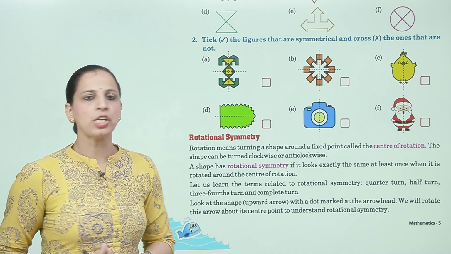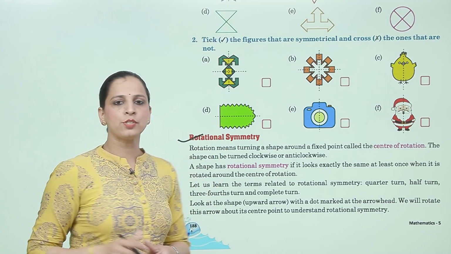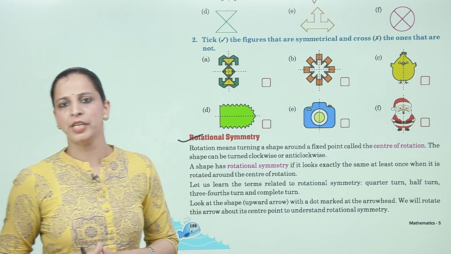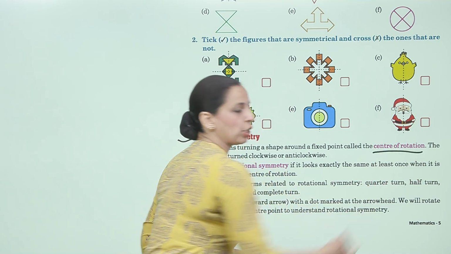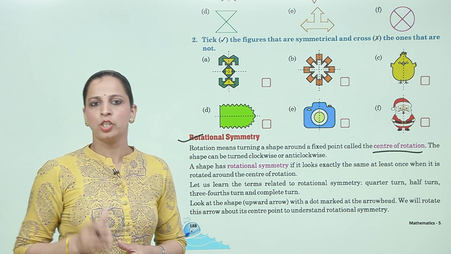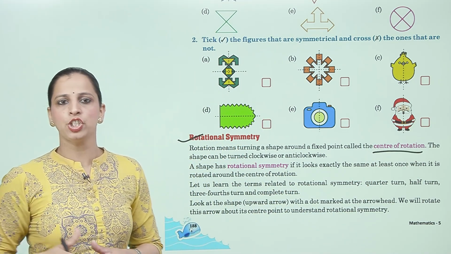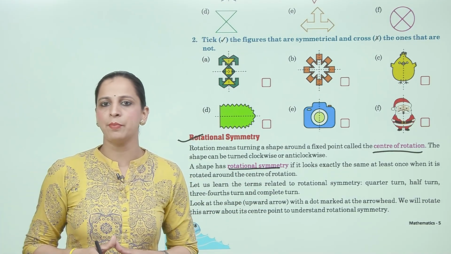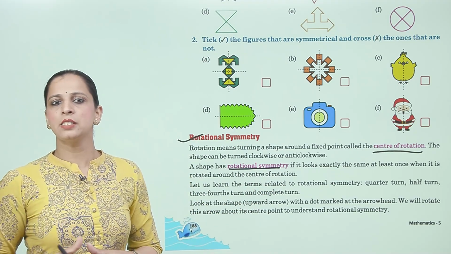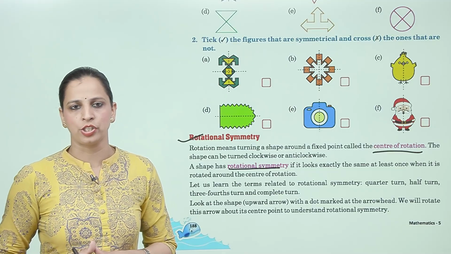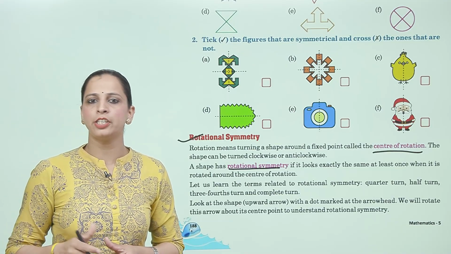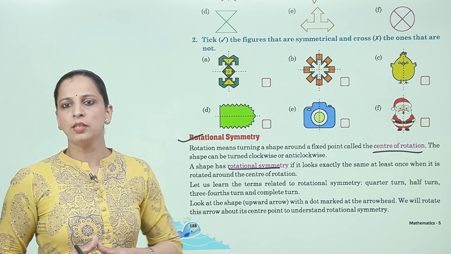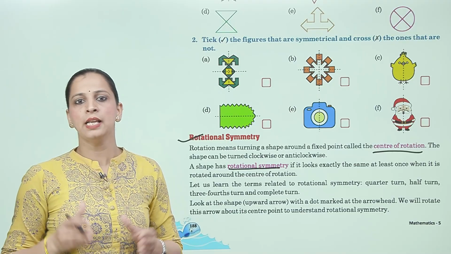Now next is rotational symmetry. Rotation means turning a shape around a fixed point called the center of rotation. The shape can be turned clockwise or anti-clockwise. A shape has rotational symmetry if it looks exactly the same at least once when it is rotated around the center of rotation. Let us learn the terms related to rotational symmetry: quarter turn, half turn, 3/4 turn and complete turn.